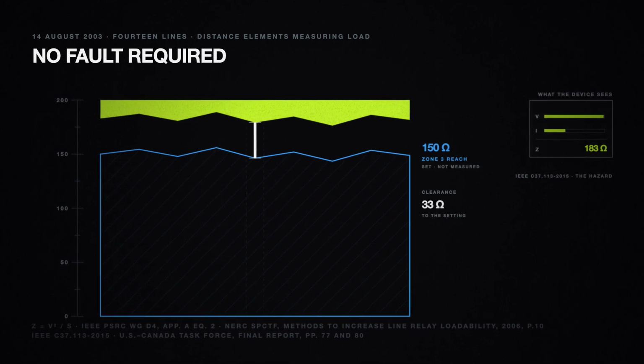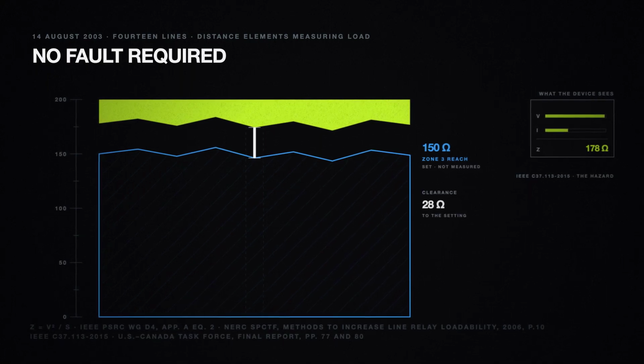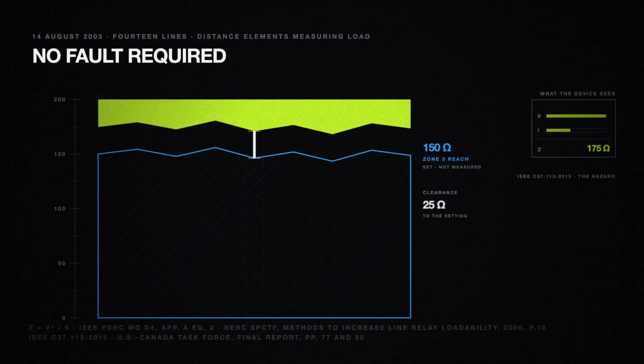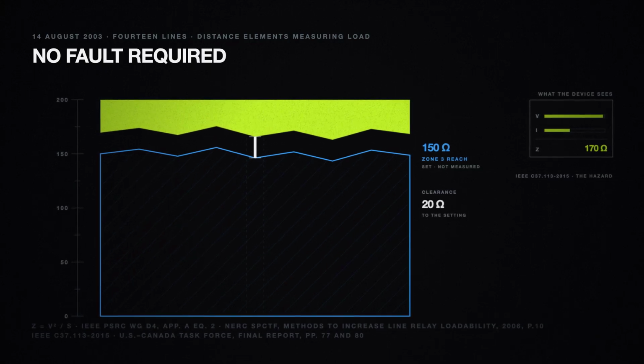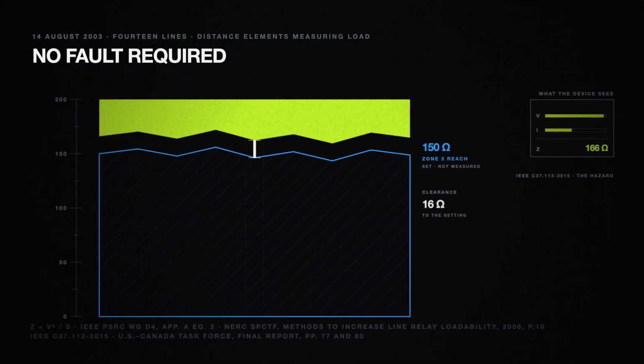Apparent impedance is voltage squared divided by apparent power, so the reading does not need a fault in it. Voltage falls, power rises, the apparent impedance collapses toward the origin. The larger the magnitude of the apparent power, the smaller the radius.